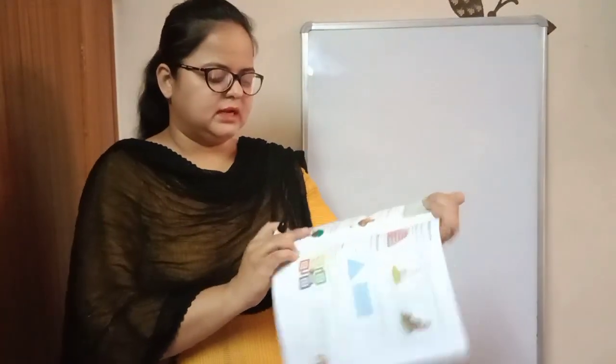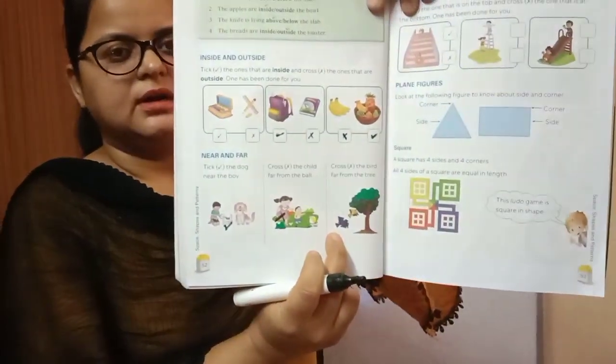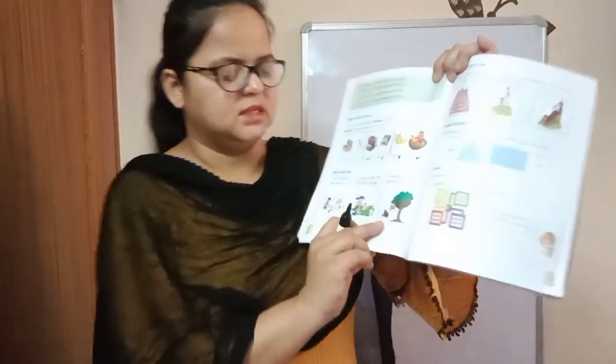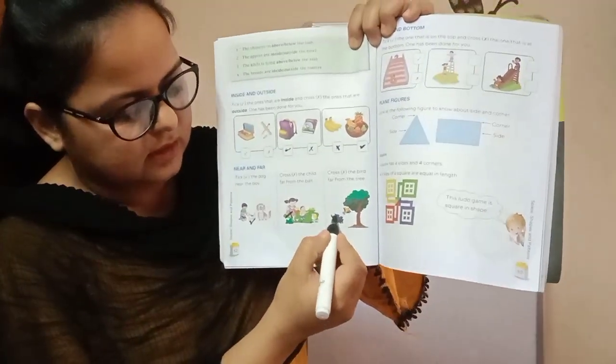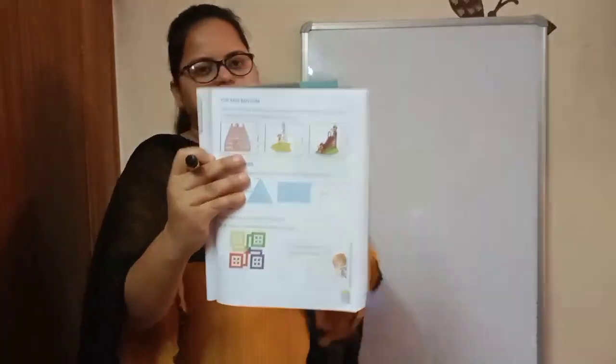Okay. The next thing is cross the bird far from the tree. Here are two birds in this picture. And which bird is far from the tree? We have to make a cross on that bird. इनमें से जो bird tree से दूर है, that is this purple one, we will make a cross on this bird.